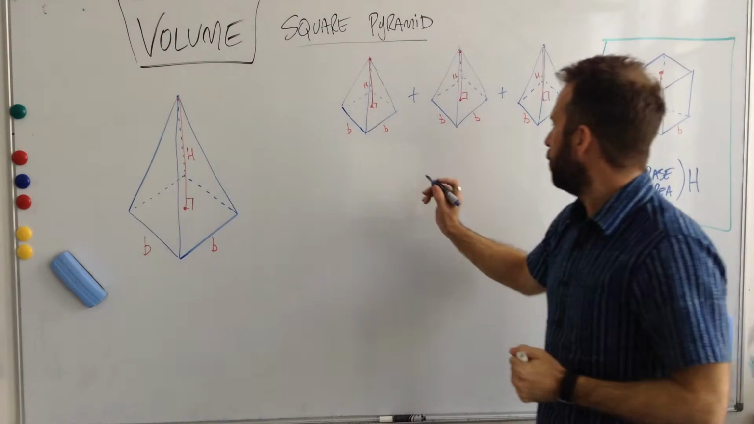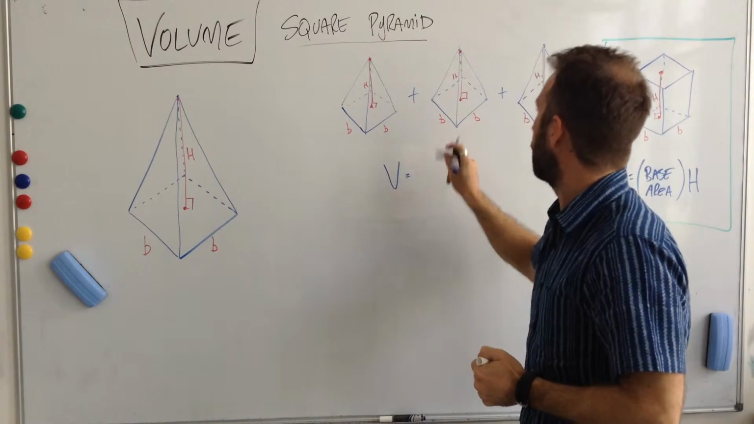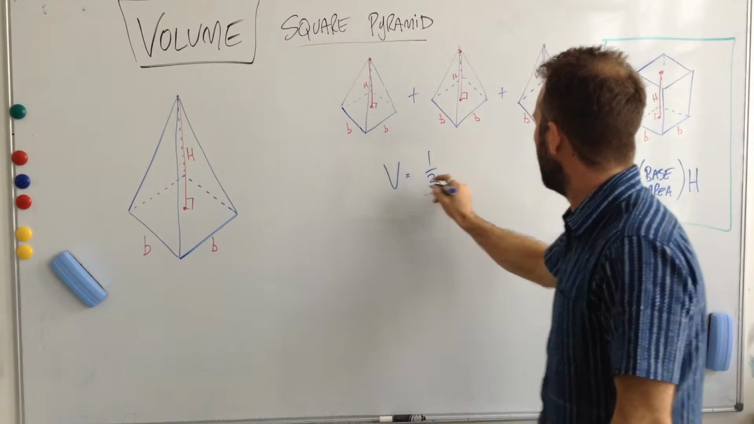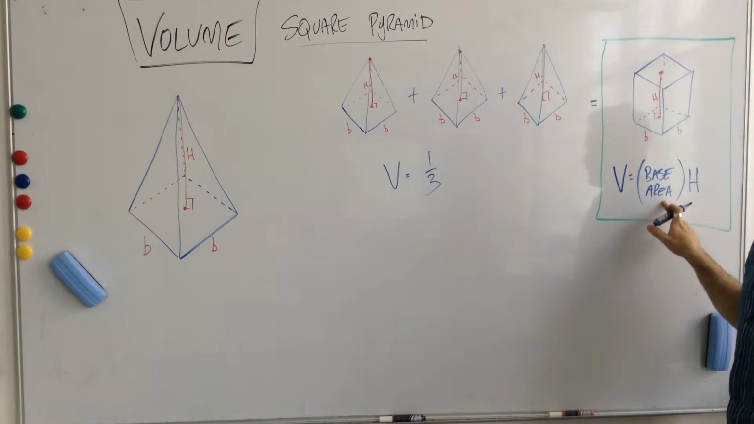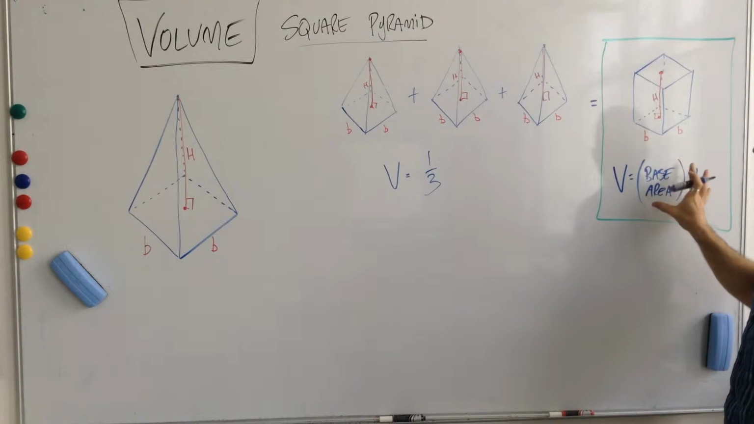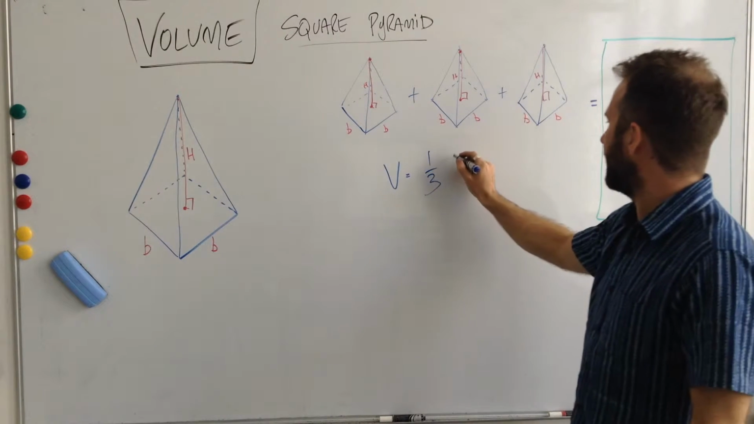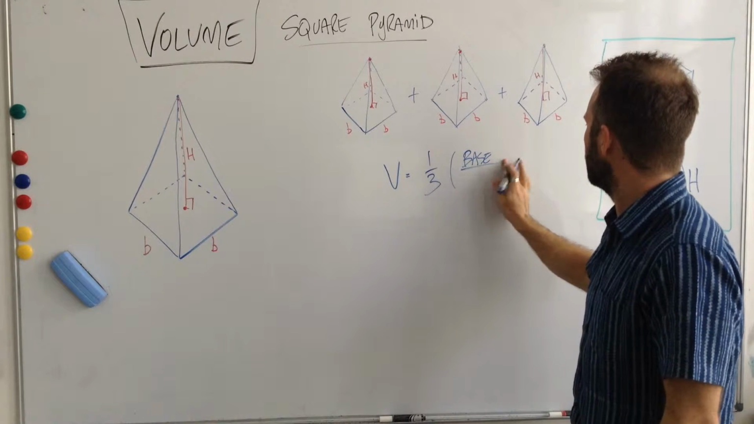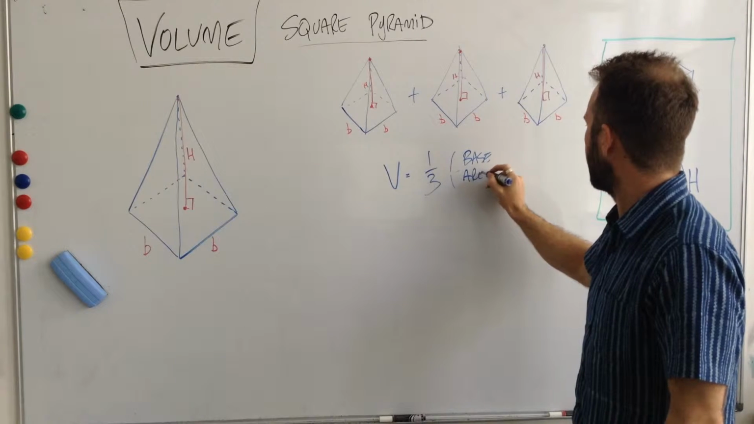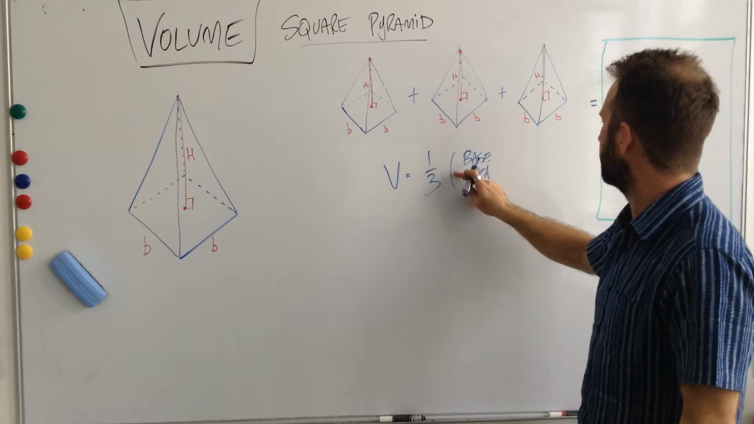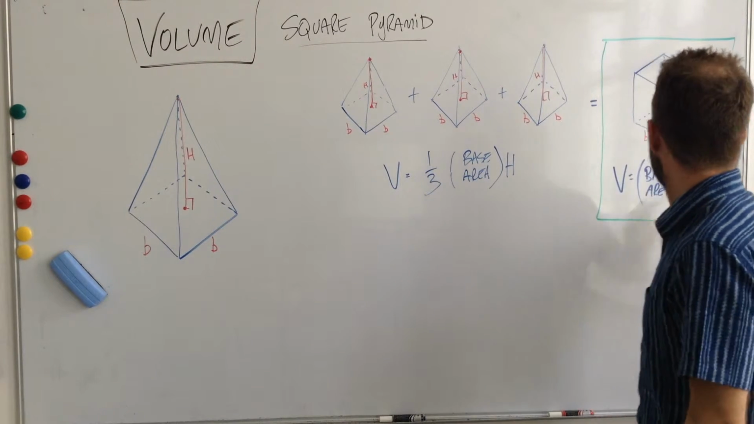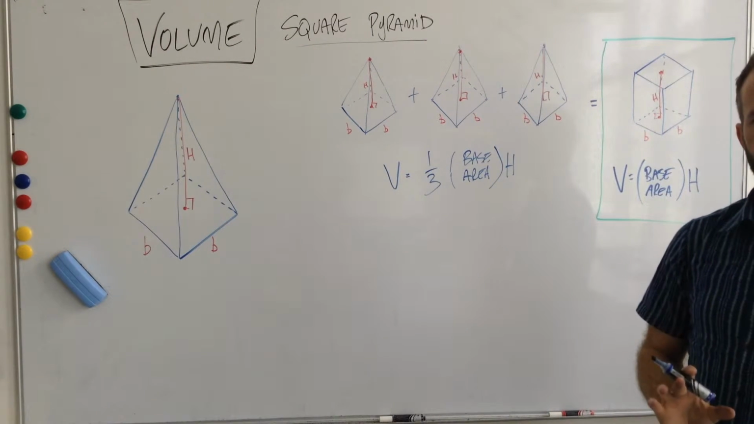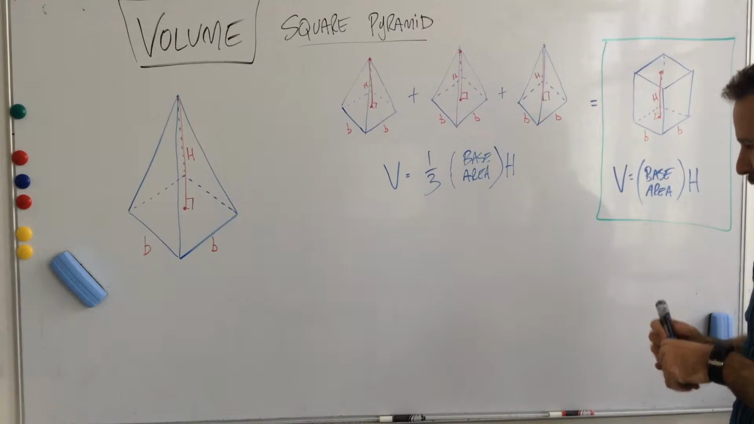So the overall volume for one of these square pyramids is exactly 1/3 of this. So what we do is we take this volume and we take exactly 1/3 of that. So in other words, it's 1/3 times the base area times big H. So it's still the times the big H, but it's just 1/3 of that. Okay, so this is where the formula comes from.